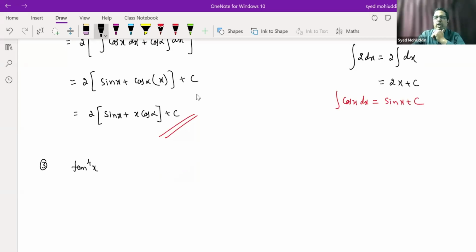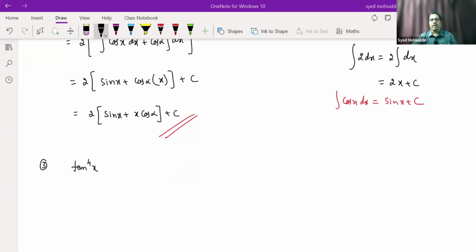The next question is again quite different from the previous example that we have seen. But the question is tan power of 4 cannot be integrated. You cannot integrate this tan power of 4. So when you are not able to integrate tan power of 4, you can split that one.